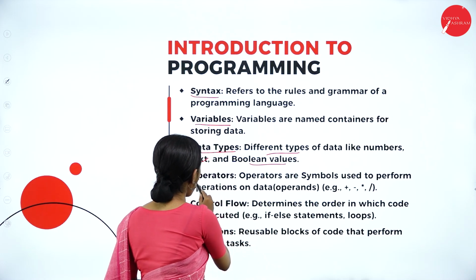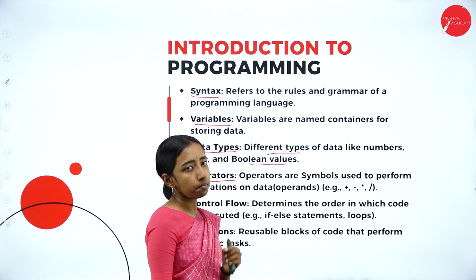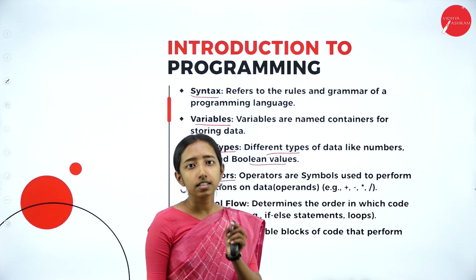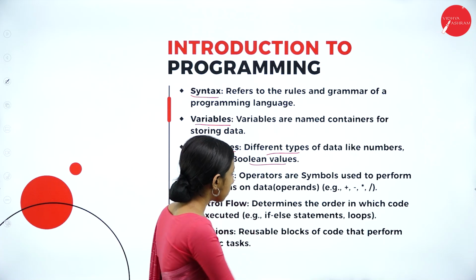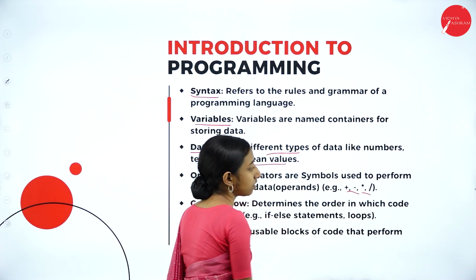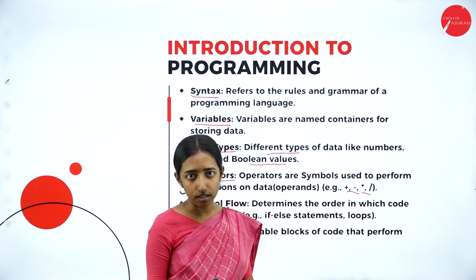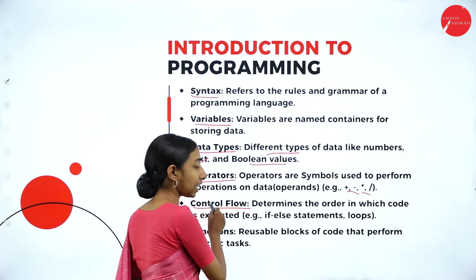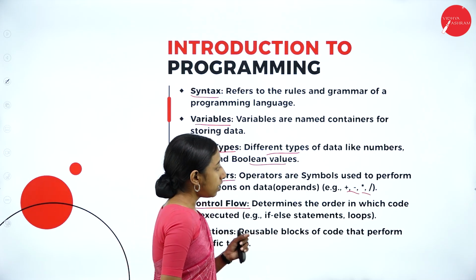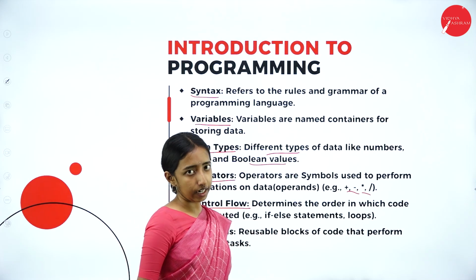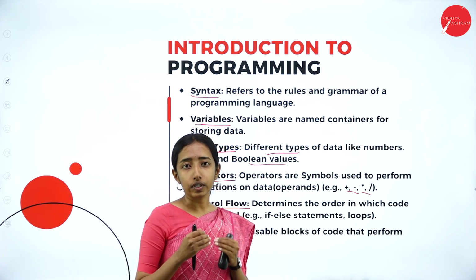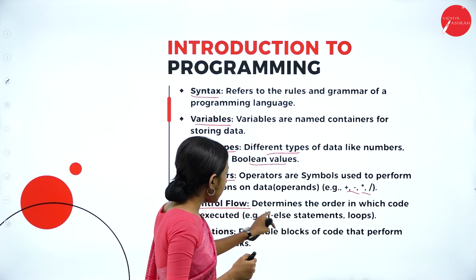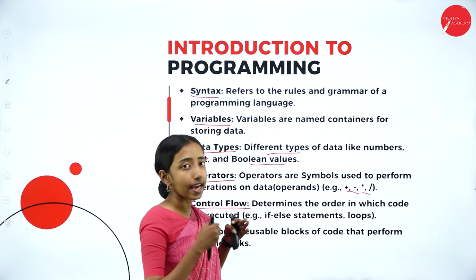After that, we have operators. Operators are symbols that are used to perform operations on data. Operators are special symbols like plus, minus, asterisk, divide. These are the special symbols that we are going to use in the programming language. Next, we have control flow. It determines the order in which the code is executed. It is the flow of the program that we have written, the flow of the code.